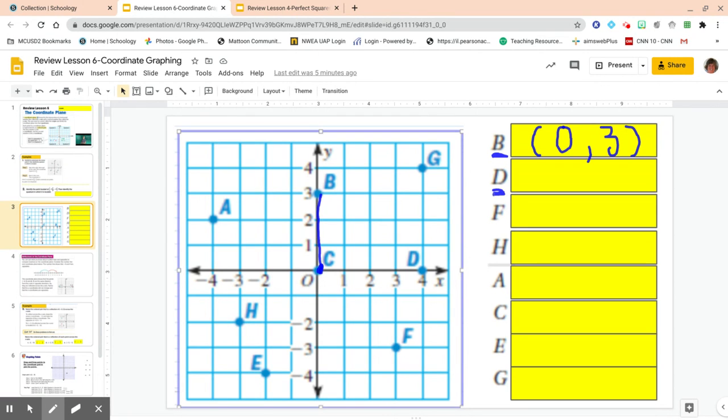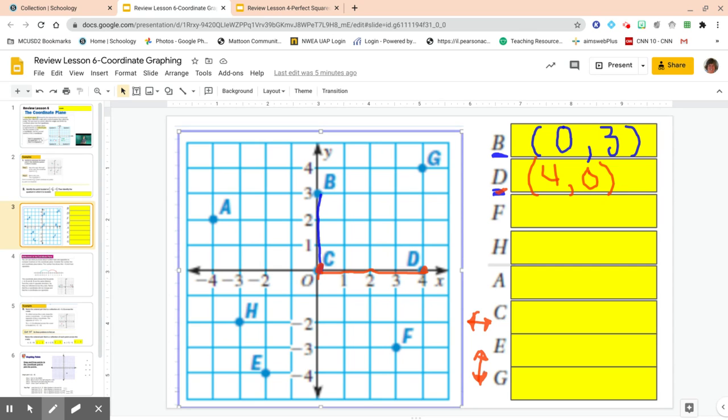Now I'm looking for point D. So let's use a different color here. And let's go with some red. So in order to get to point D, I need the directions. I start at the origin. 1, 2, 3, 4. So I'm going to go over 4. And in this case, I don't go up and down any. So it's 4, 0. And those are the coordinates. Remember, your first number is how many you go over, left or right. And your second is how many you go up or down.